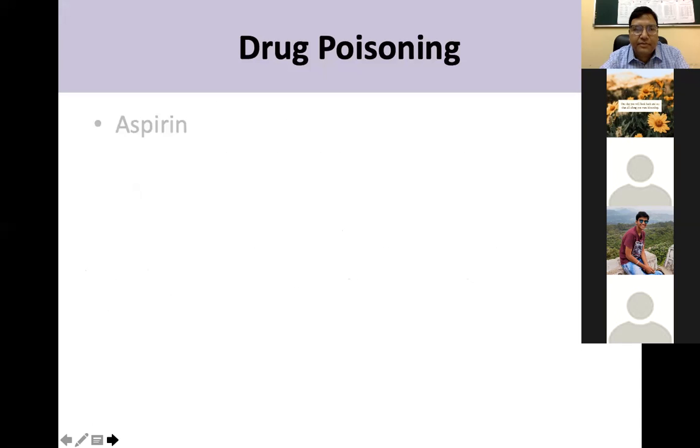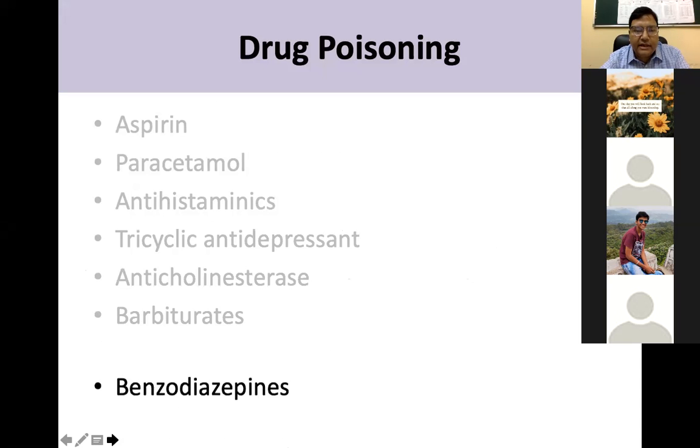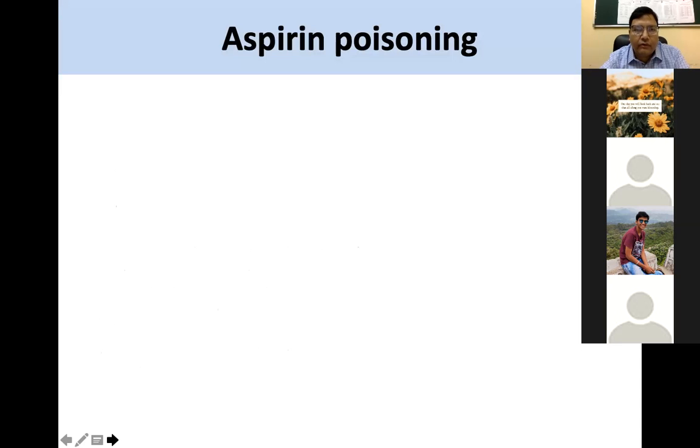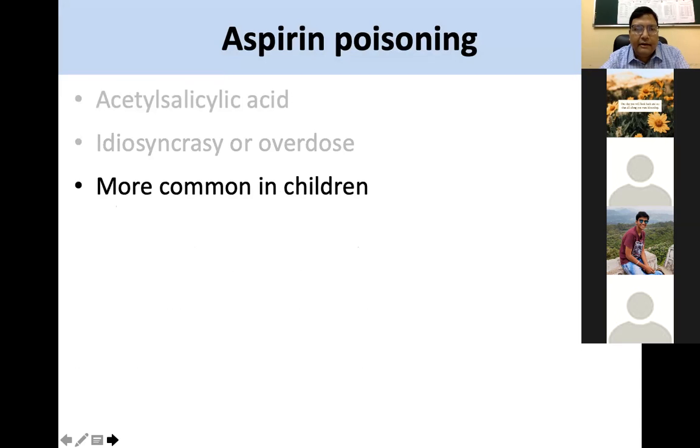Common ones are the aspirin, paracetamol, antihistaminics, tricyclic antidepressants, anticholinesterase poisoning, then barbiturate, and the benzodiazepine poisoning. So one by one, we will talk about what will be the presentation, how we are going to manage these conditions. Coming to the aspirin poisoning, it is acetyl salicylic acid, and commonly the poisoning occurs due to idiosyncrasy or overdose of aspirin, and it is more common with the children.